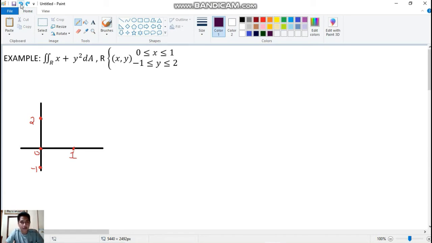For you to better visualize it, we need to plot the different points. We have here 0, 1, negative 1, and 2. So where do you think is that region? Let's extend the 1. We have here negative 1, and then 2, and 0 also. So the region is here.